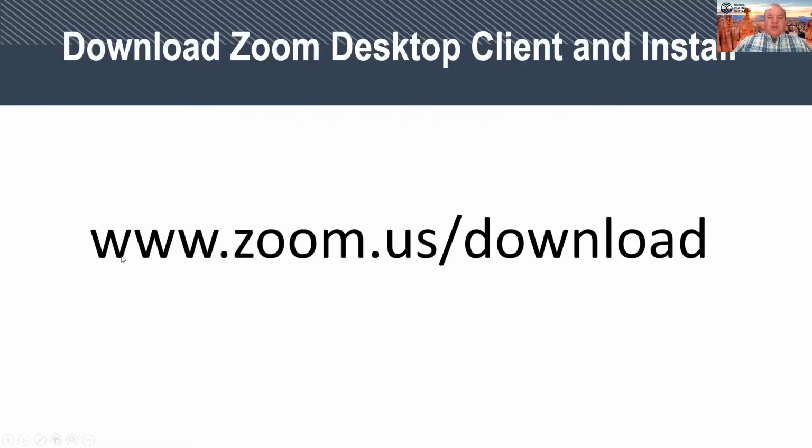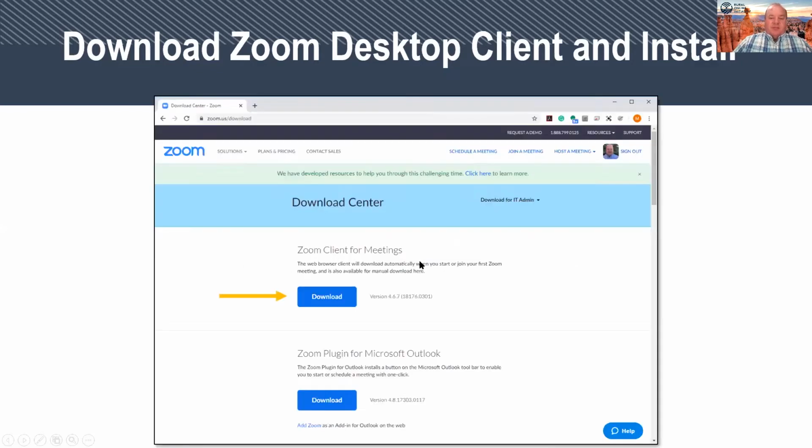To install the Zoom client, go to www.zoom.us/download and get the application. When you go there, it'll look a lot like this. You'll click on download, and once it's downloaded, you'll go ahead and install it just like you would any other software.